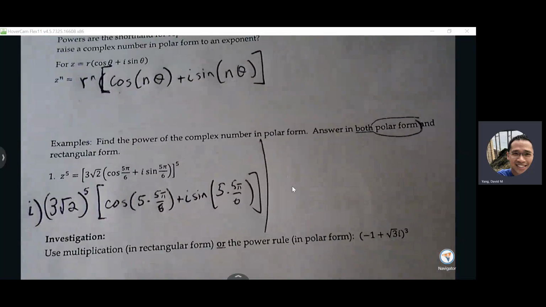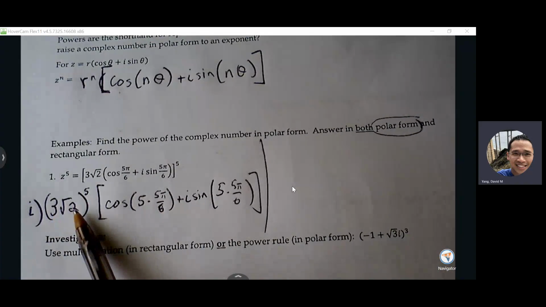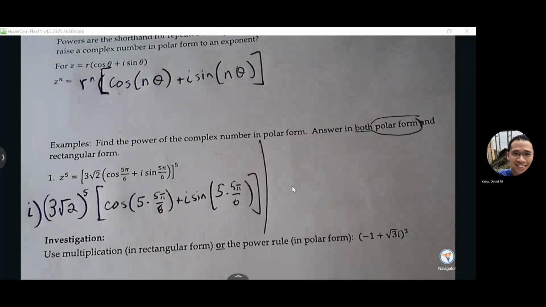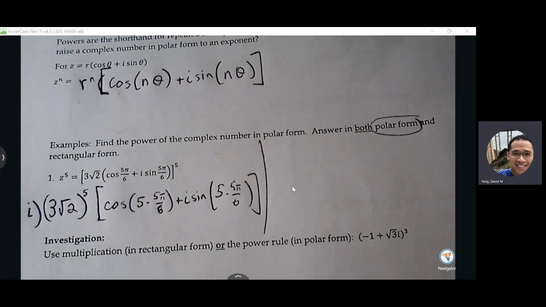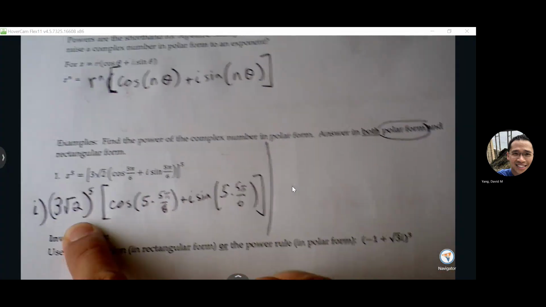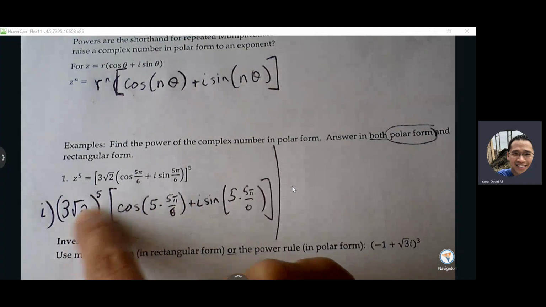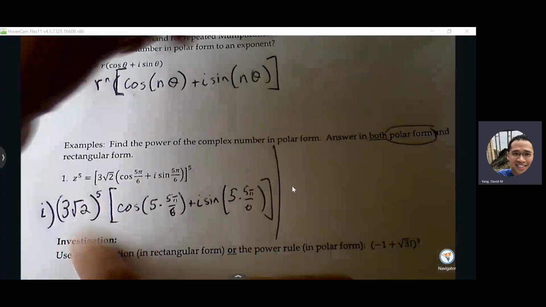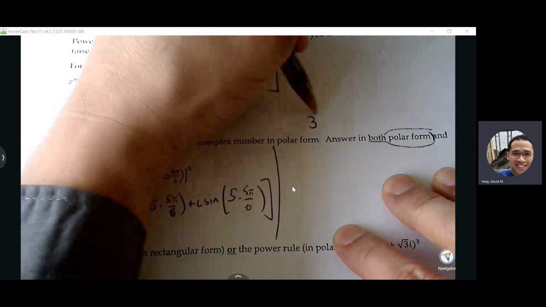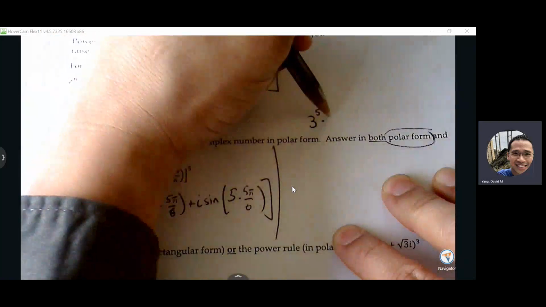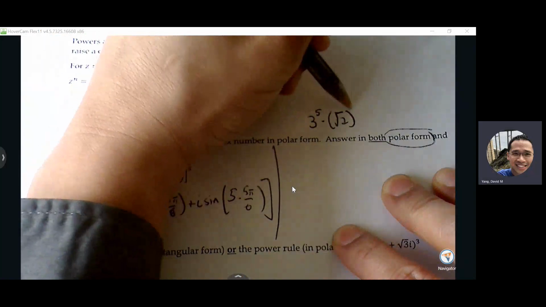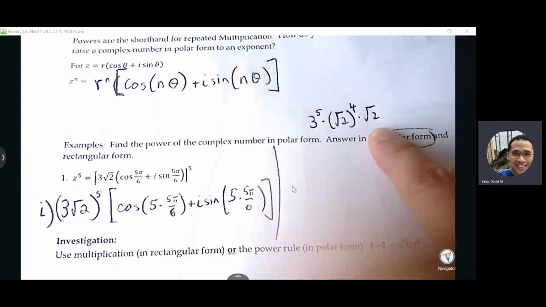Okay, so we put this in our calculator, 3 to the 5th times root 2 to the 5th. Ends up being 972 root 2. And your calculator may not quite get you that full value, so you can just break it down a little bit, because 3 to the 5th is a number, root 2 to the 4th is a number, and then root 2 is just going to be by itself.